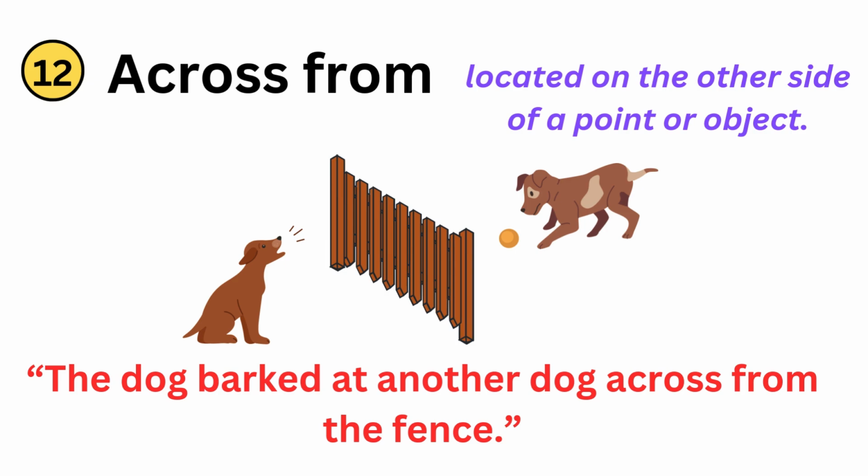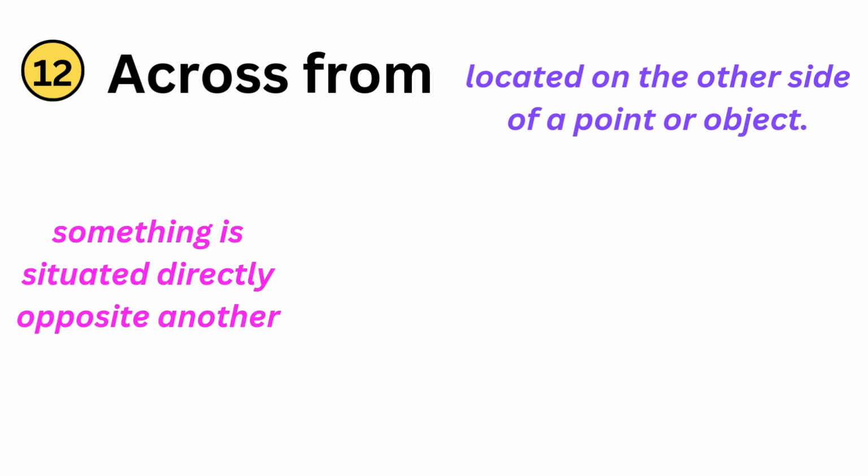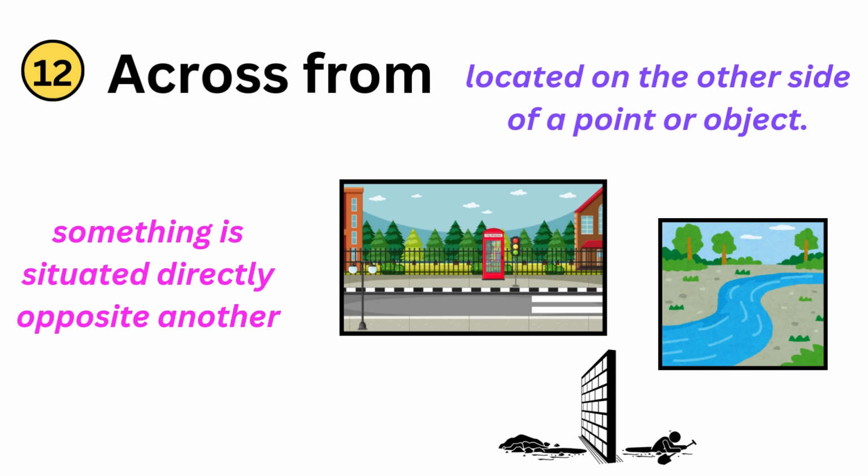Across from is used because the other dog is located on the opposite side of the fence, directly facing the first dog. Use across from when something is situated directly opposite another, often on the other side of a street, river, or another dividing line.